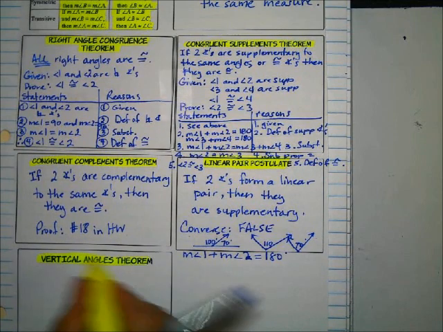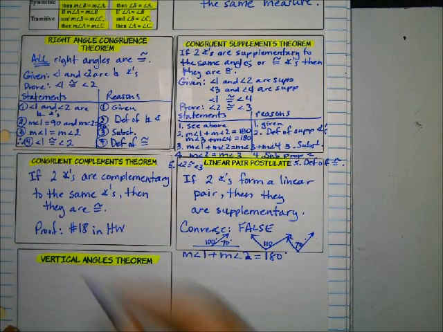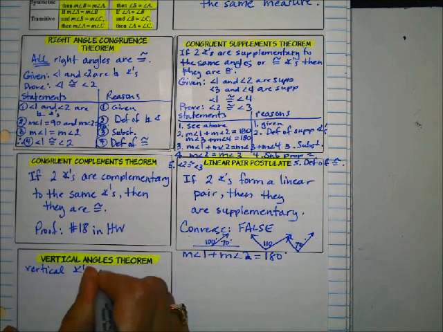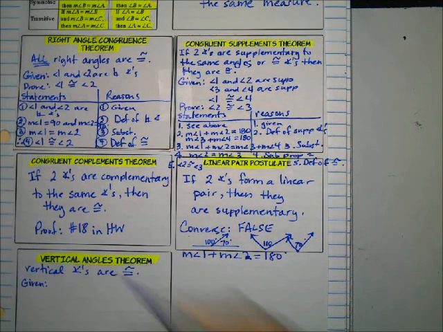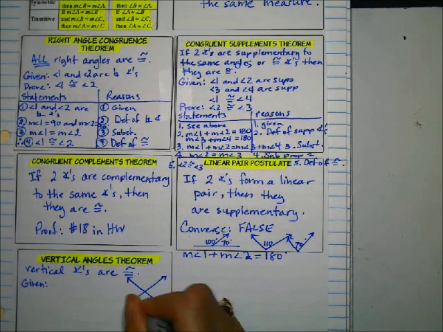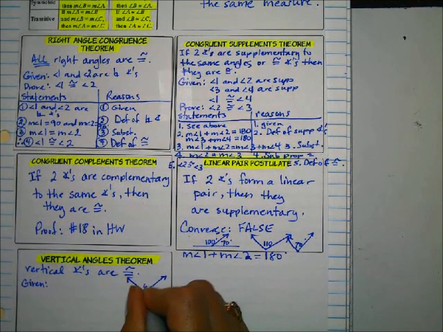The vertical angles theorem basically says that vertical angles are congruent. We've already talked about how vertical angles are congruent, but lo and behold, it's a theorem, so we're going to have to prove it. So I'm going to give you the given information, and you're going to need a picture. So let's draw two lines like this. Why don't we call this angle 5, angle 6, and angle 7?